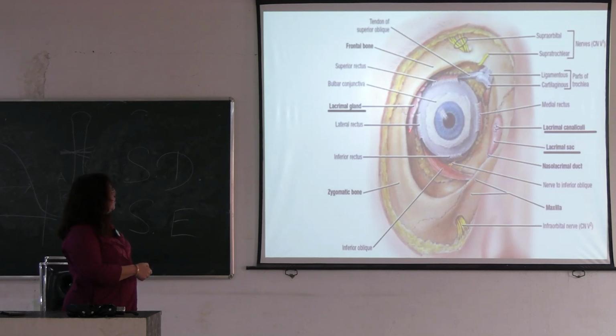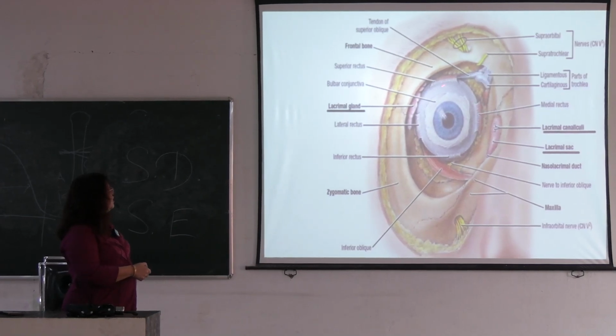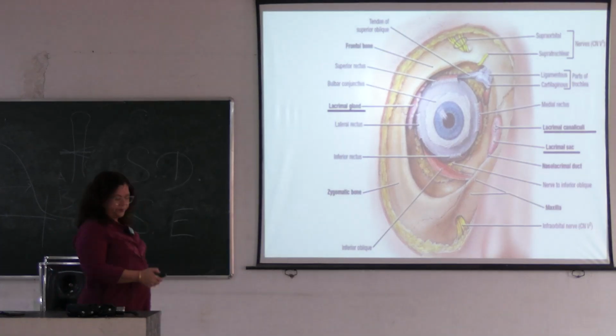Okay, if you make the cut section, you see like this. This one is the inferior rectus, this is the tendon of superior rectus, this is the medial rectus, lateral rectus, and this part is the bulbar conjunctiva. This is superior rectus. This is the cornea, this one is the iris, and this black part is the pupil. Okay.